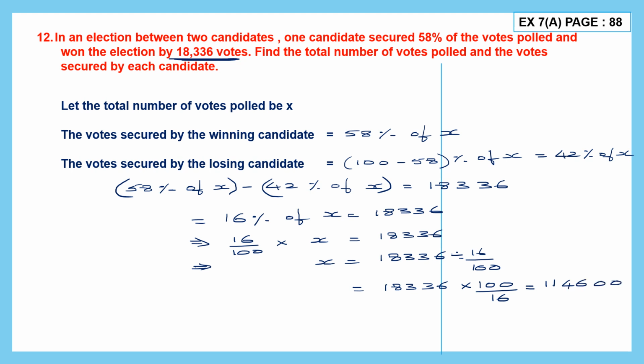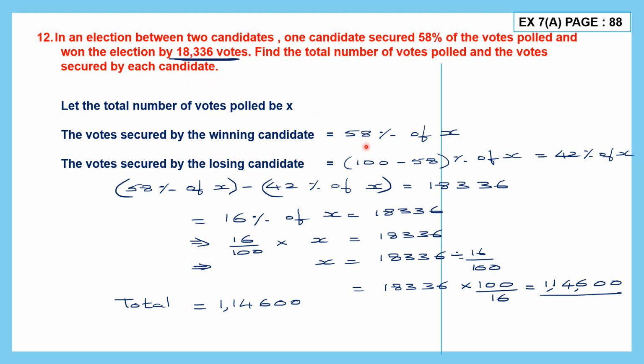1146 with the two zeros. That means 1,14,600. So this is the total number of votes polled. So the total number of votes polled is 1,14,600. So let's write that. The total votes is 1,14,600. Now the question is, we have to also find the votes secured by each candidate.